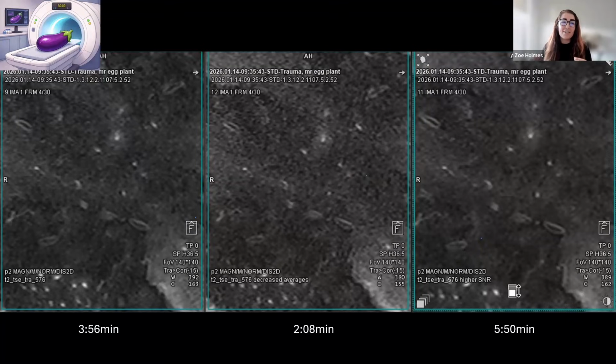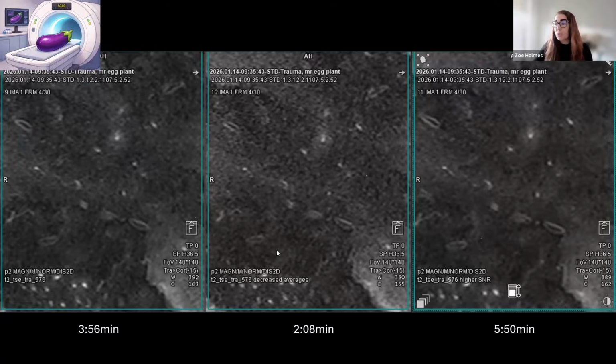But in MR, SNR, signal to noise ratio, feels like image grain. So when we have high SNR, the tissue will look smooth and boundaries are crisper, which is what we can see on that far right. We do have the smoothness, but we are losing some of that conspicuity as well because we've lost that resolution because we haven't accounted for that in our triangle trade-off.